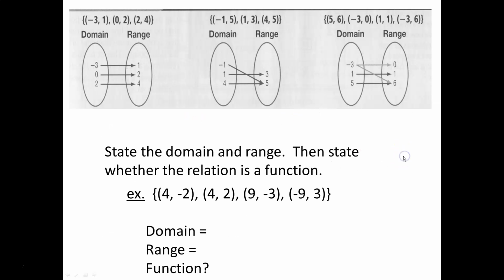So let's do some examples. Up here we have some mapping. A mapping is basically some ovals that we've drawn where we put the elements of the domain from our relation up here in one oval, and the elements of the range, those are the y's, in the other oval. And then we draw a line from the x of the ordered pair to the y. So -3 goes to 1. So that's what a mapping is.